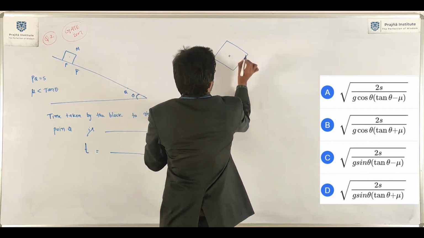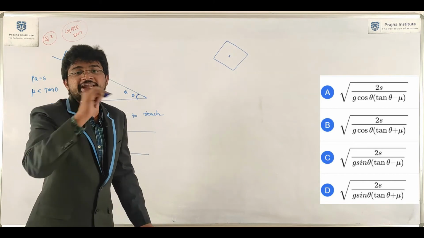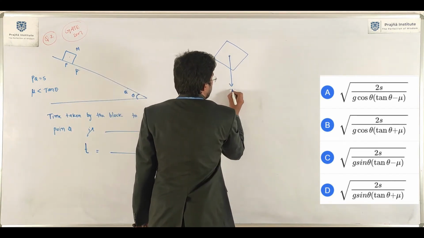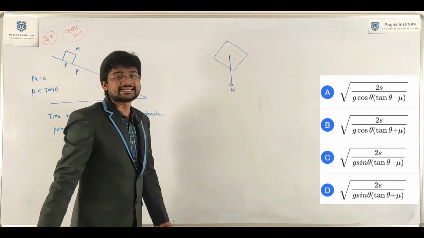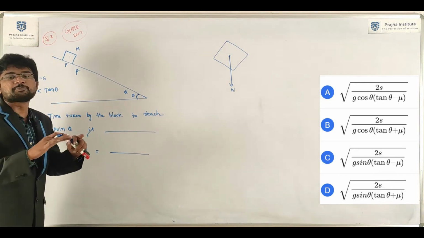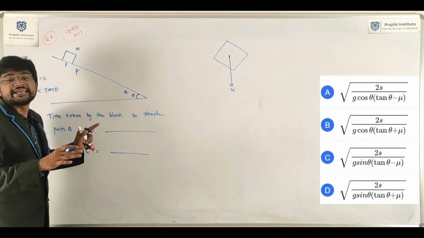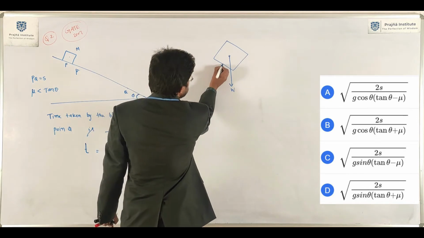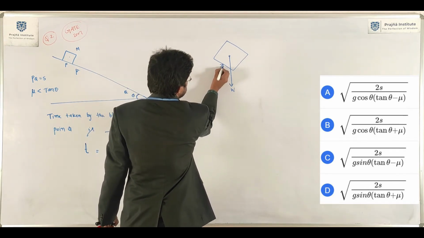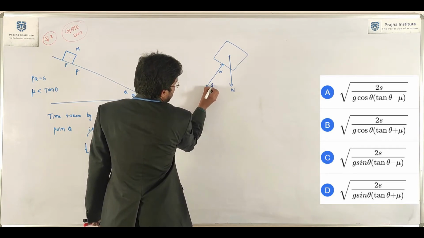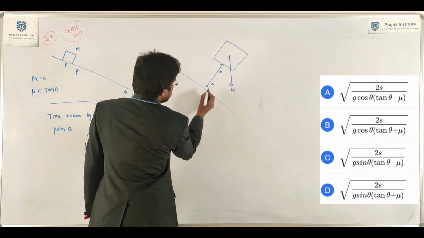What is our statement? Weight always acts vertically downward. Next, tension always pulls the body. No string, no tension. Third statement: at every contact surface, two normal reactions will be acting. Both are equal in magnitude, unlike in nature.